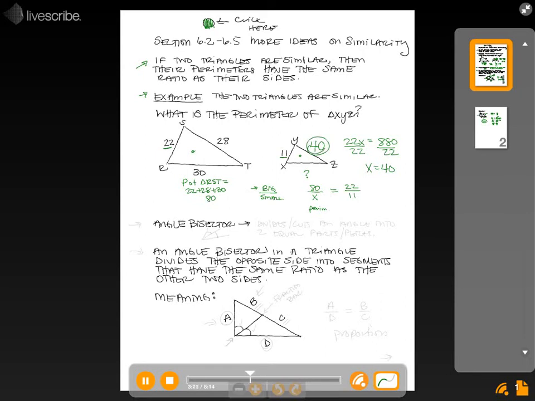We set it up just like we normally would if we were going to find the sides or something along those lines. But we only have one side given, so we set up a ratio for the sides and then a ratio for the perimeters.